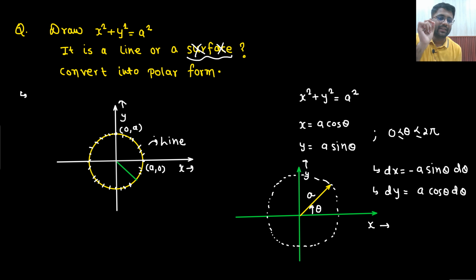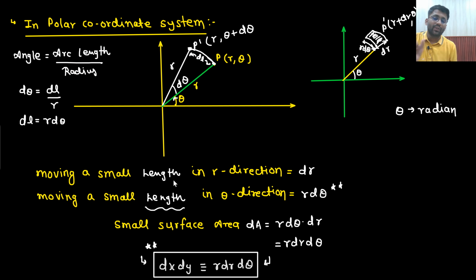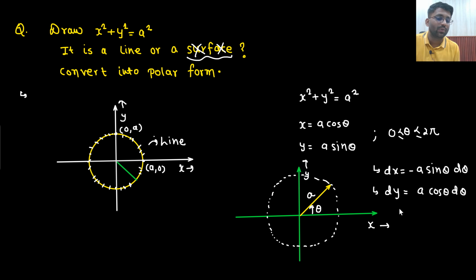Now x square plus y square is a line or a surface? It is a line. So if it is a line, either we will care about dx or we will care about dy, because we are talking about the length. Since it is a line, that means we are talking about the length. So either we will care about dx or dy. Here your radius is constant, so x equals a cos theta, I am assuming, y equals a sin theta, I am assuming, with theta going from 0 to 2 pi. Dx value I can write down, dy value I can write down.